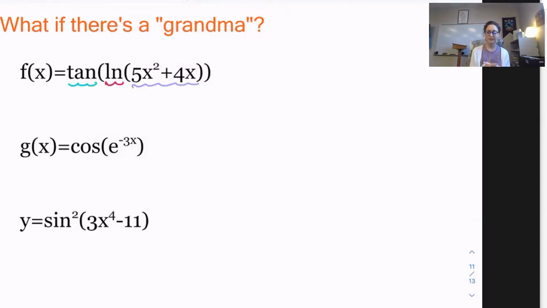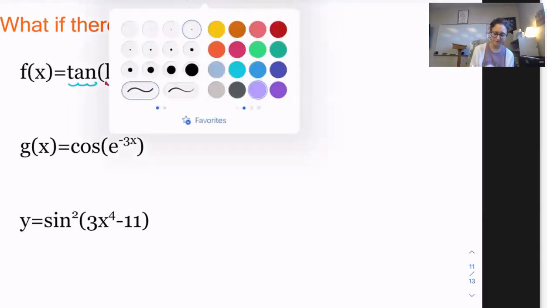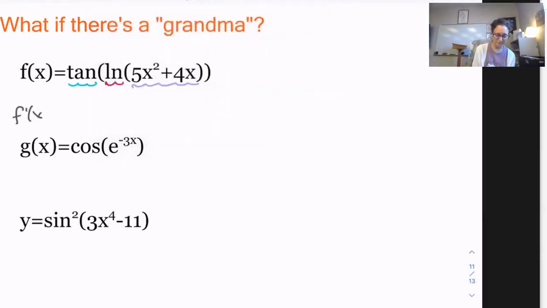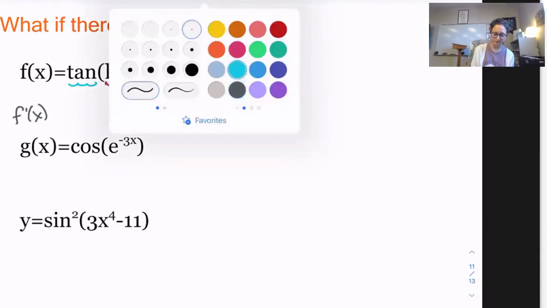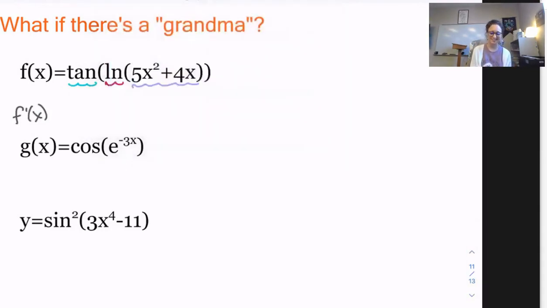So we're just going to work our way in, holding everything until we get to that derivative. So here's what I mean. Let's try some. So f prime, I'm first going to take the derivative of grandma, tangent. So what's the derivative of tangent? It is secant squared, okay? Now I've got to hold everything else. Hold mom, hold baby.